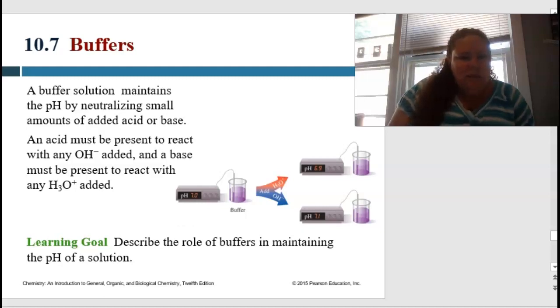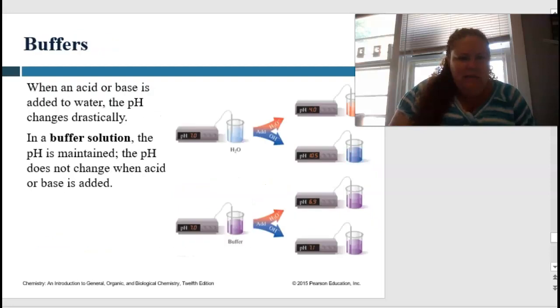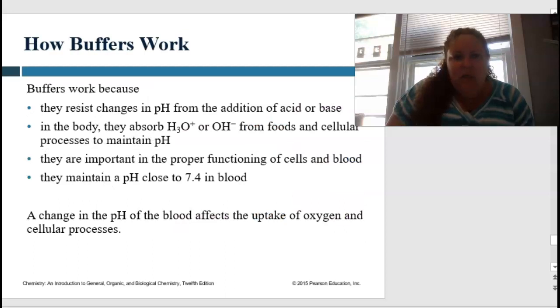Okay. So looking at our handy dandy little picture here, when an acid or a base is added to the water, the pH changes drastically, because we wanted it to. But again, in that buffer solution, the pH is maintained because it's going to absorb those excess hydrogen ions, okay? So the pH doesn't change when an acid or base is added in a buffer solution. So buffers work because they resist changes in pH from the addition of an acid or a base.